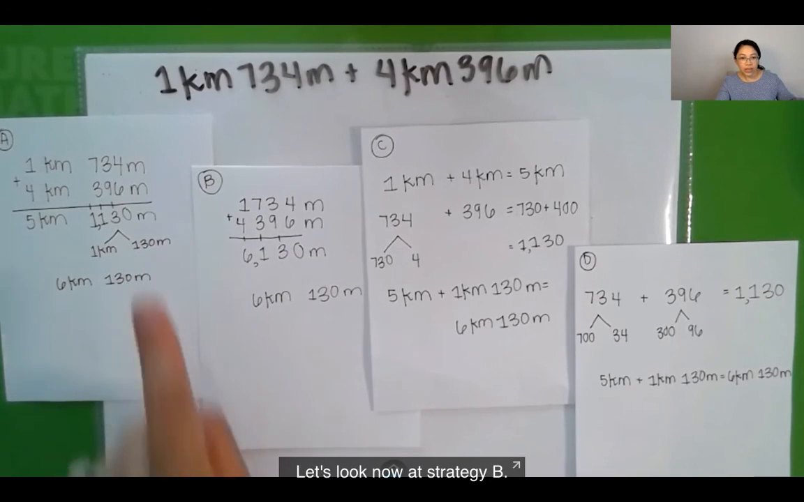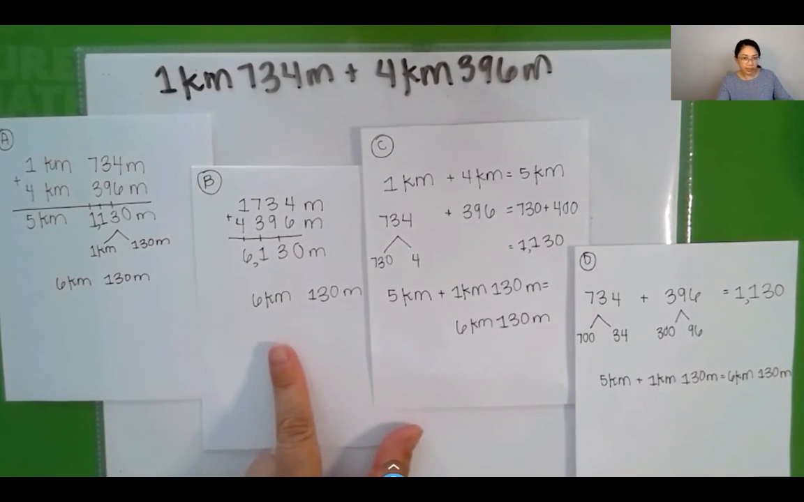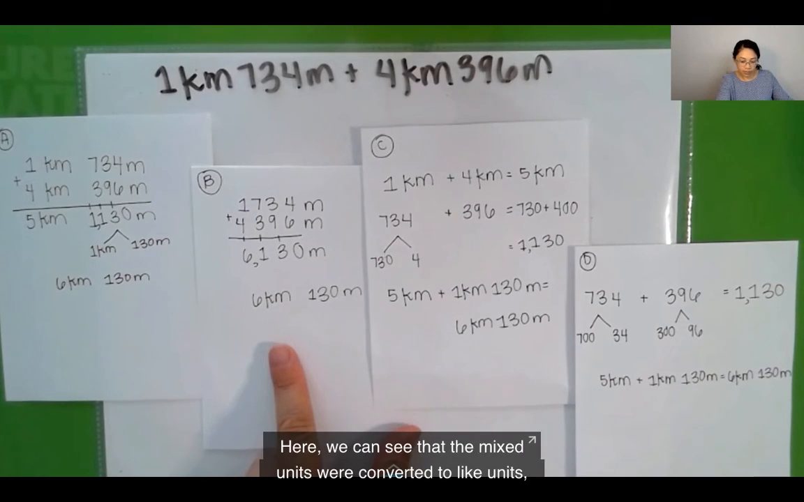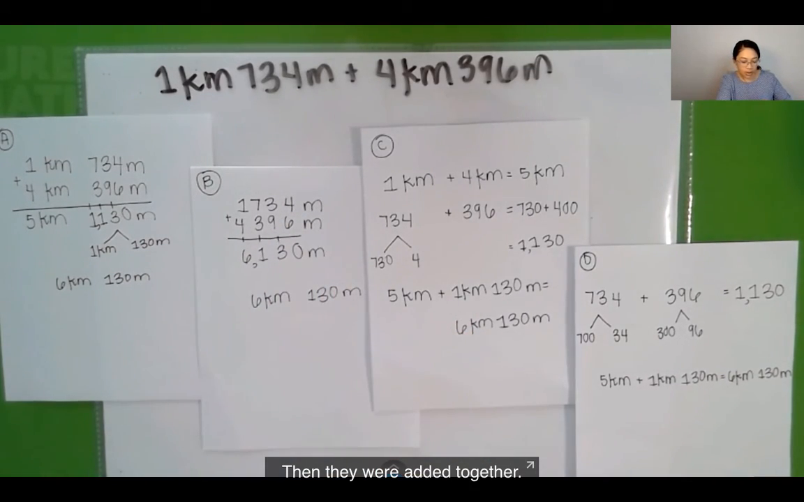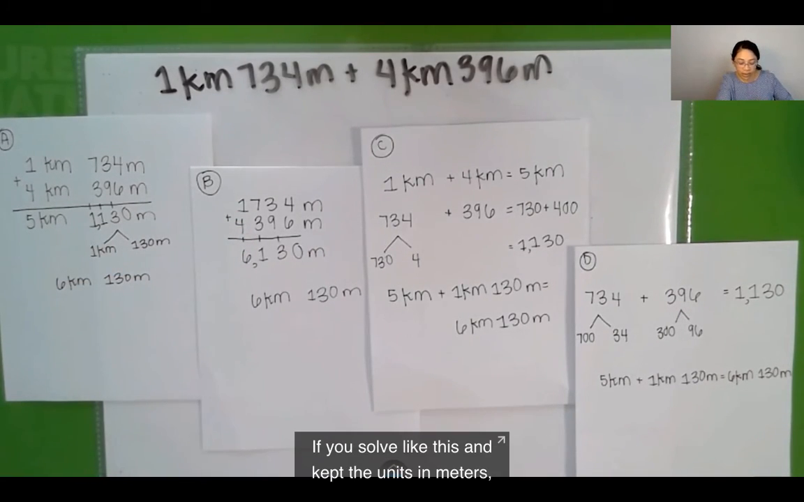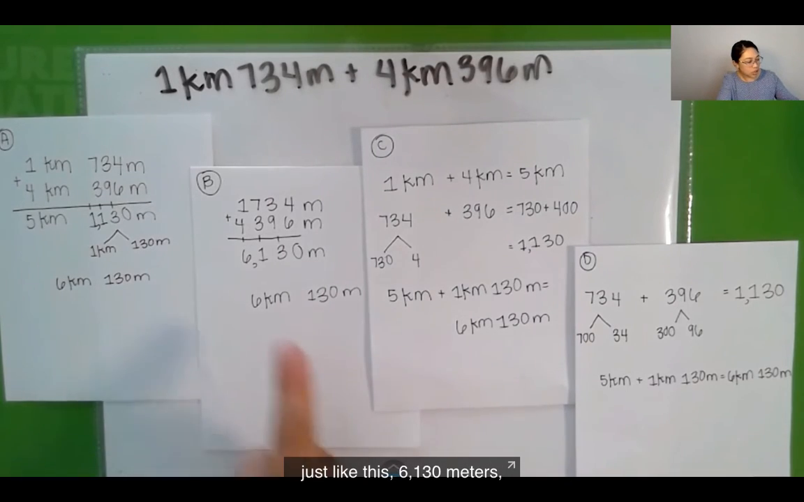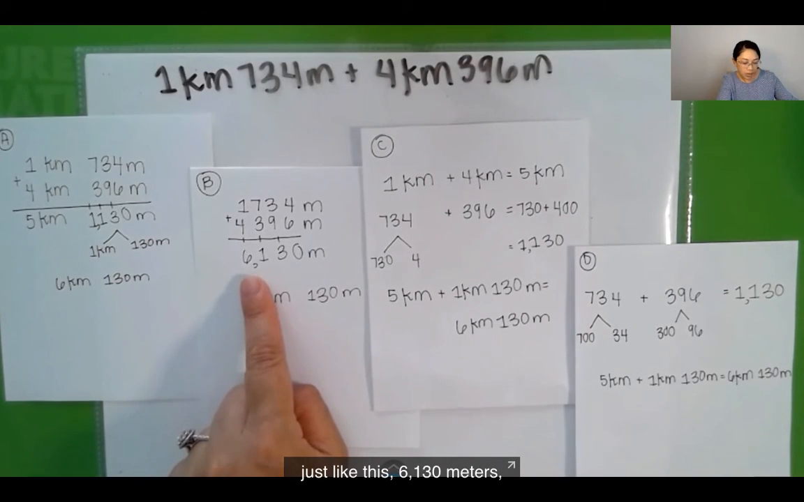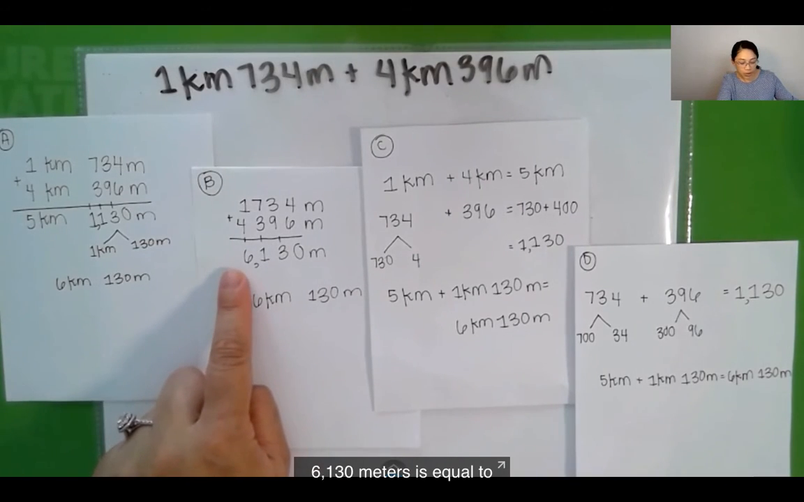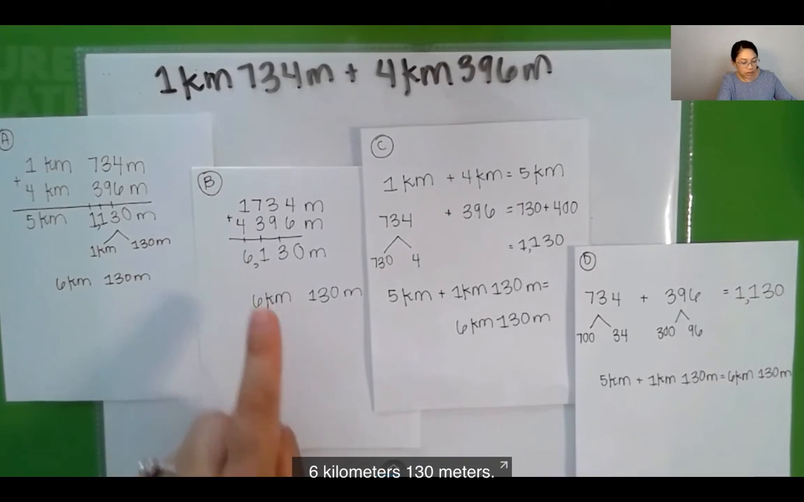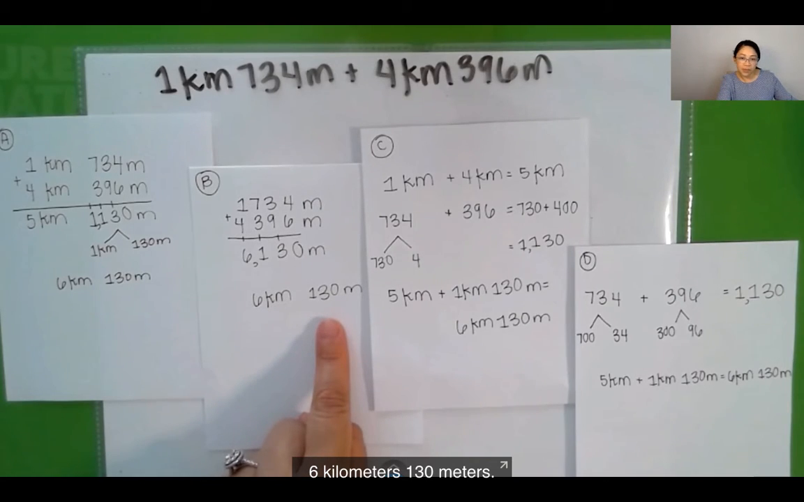Let's look now at strategy B. Here we can see that the mixed units were converted to like units, which is meters. Then they were added together. If you solved like this and kept the units in meters, just like this, 6,130 meters, it's perfectly acceptable. Because as we discussed earlier, 6,130 meters is equal to 6 kilometers, 130 meters.